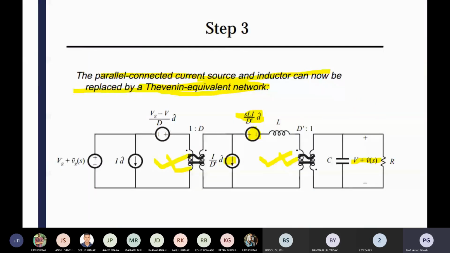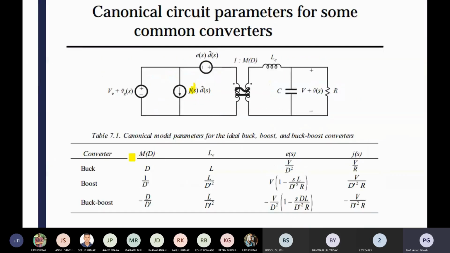One table is given, so we are doing it for the buck boost converter. For the buck boost converter, that MD value from the canonical form is normally coming D dash by D. So 1 is to 1 by MD equal to D dash by D. So what is your MD? D by D dash. D dash means 1 minus D. That is the standard one.